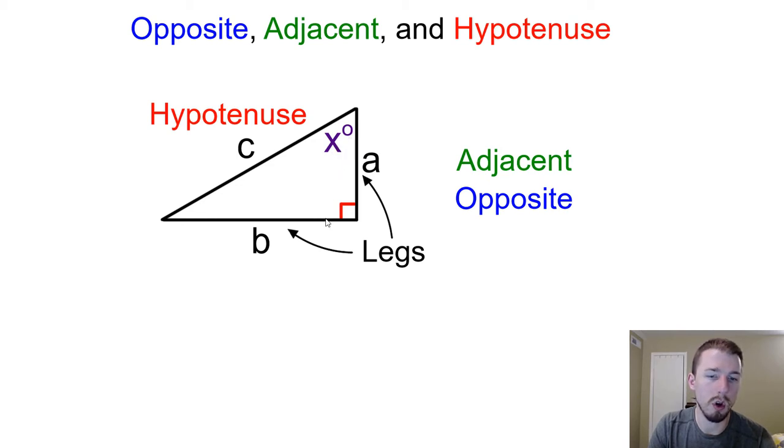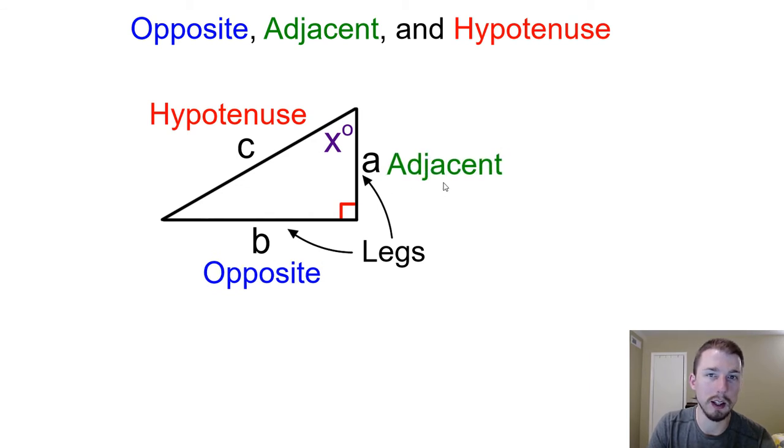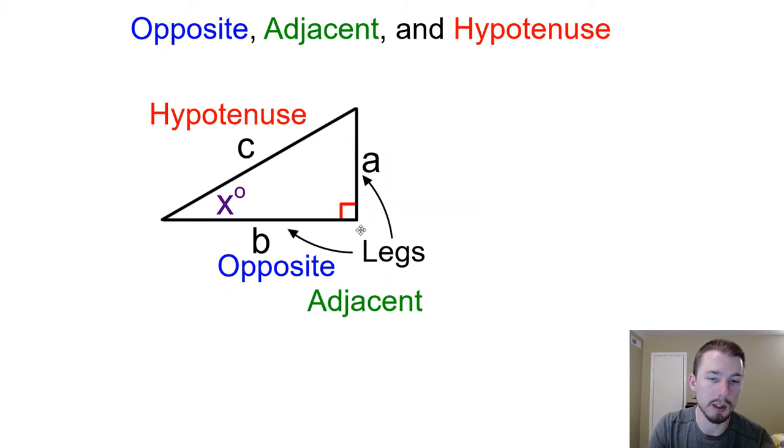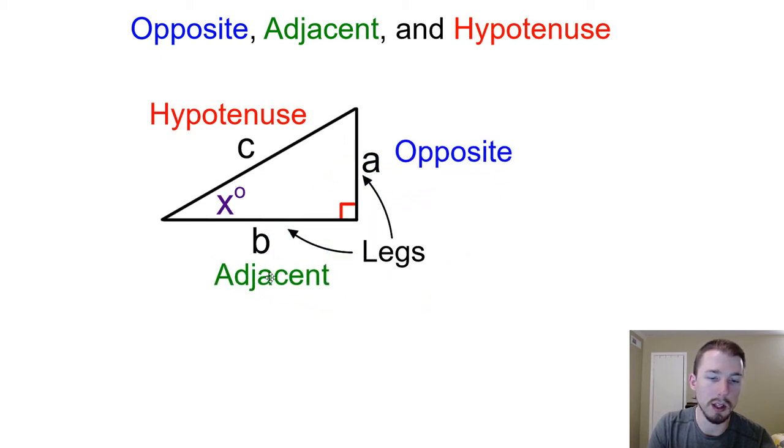Now, we don't call these legs just the left leg or the right leg or anything like that. We have to give them new names with respect to this angle. So we're going to call this the opposite leg, and this one, A, would be our adjacent leg. Now, if we move the angle down here, now A would be the opposite leg, and the B would be the adjacent leg. So those two would switch.